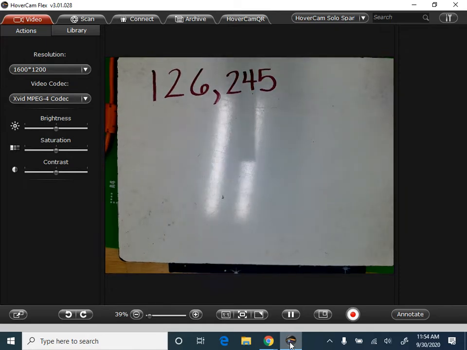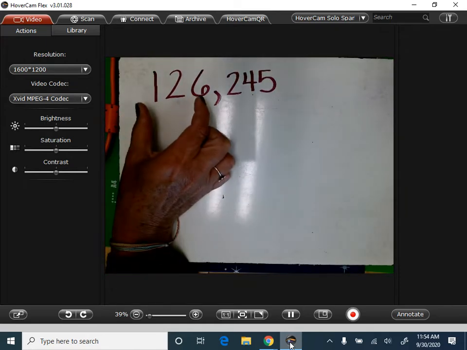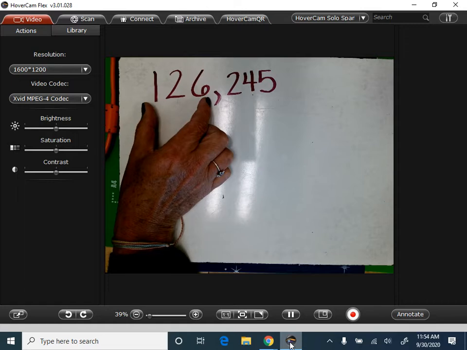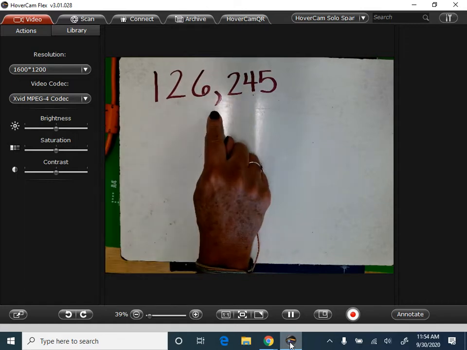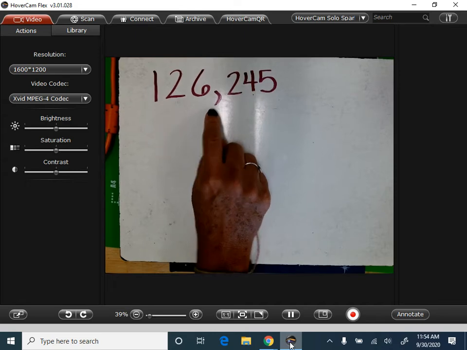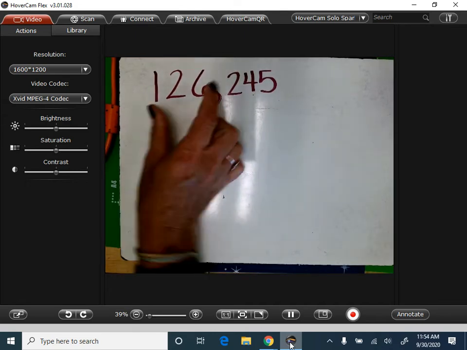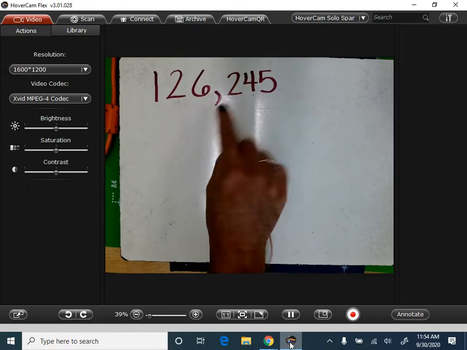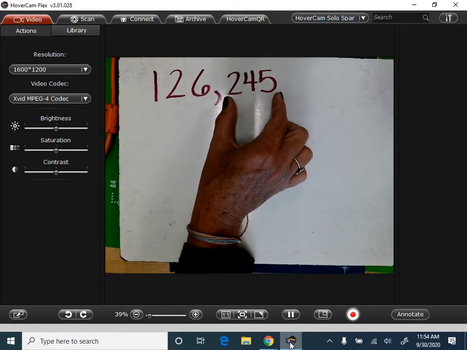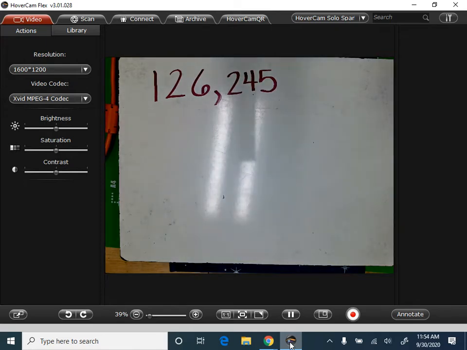So remember, when you're reading your number, you read the number inside of the family or house, 126. The comma says stop, say the family's last name. So 126,000. And then you read the number inside the next house, 245. So this is standard form.